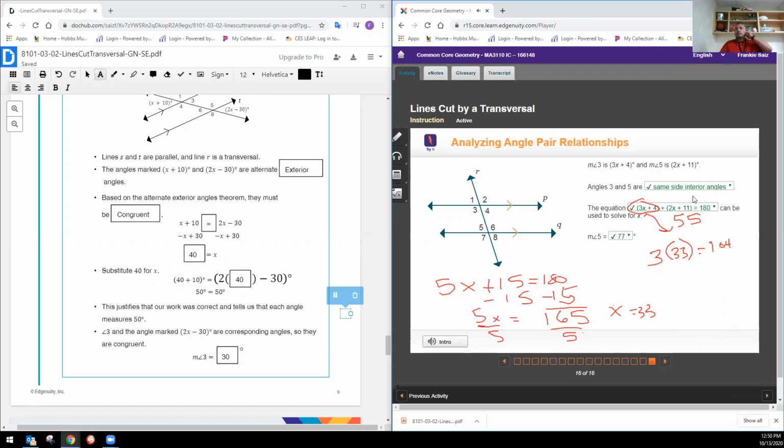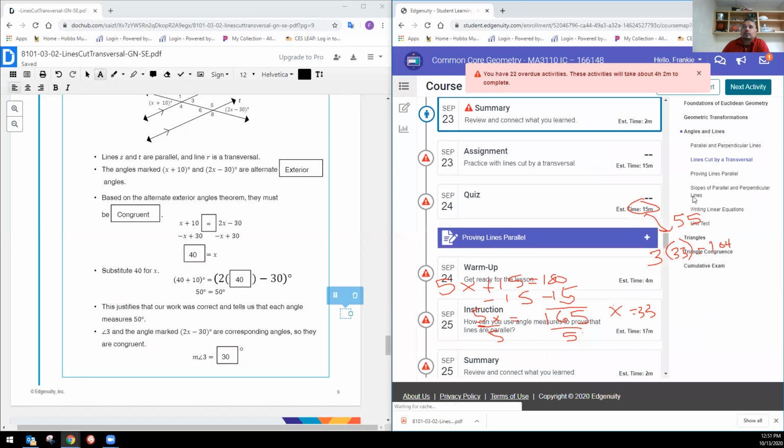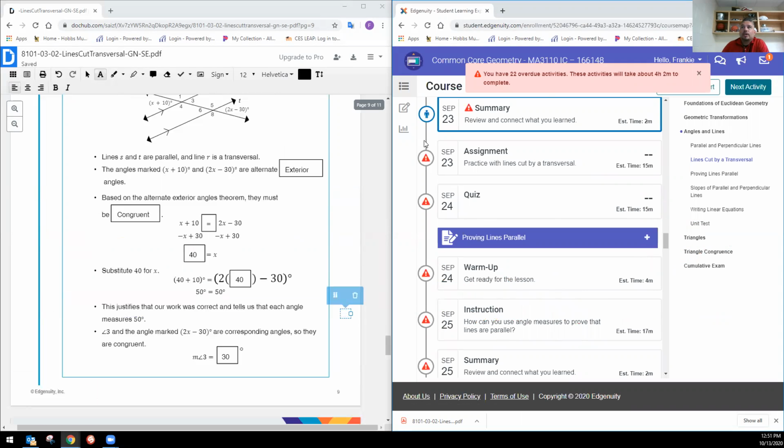Relationships between angles formed by parallel lines cut by a transversal can help you find unknown measures. Sorry guys, my writing is ugly and it's really messing me up there. So instead of using that pen, I'm going to go ahead and just use my regular pen and paper. So I'll have that ready for the assignment coming up in just a little bit.